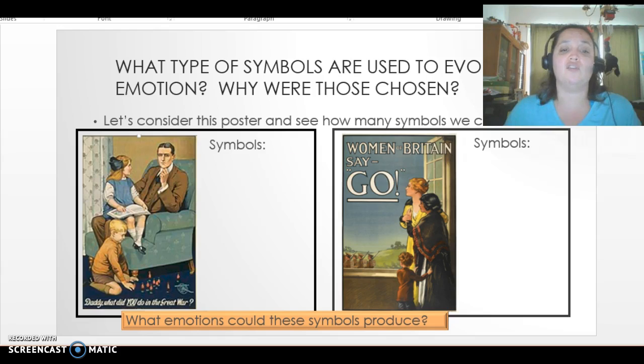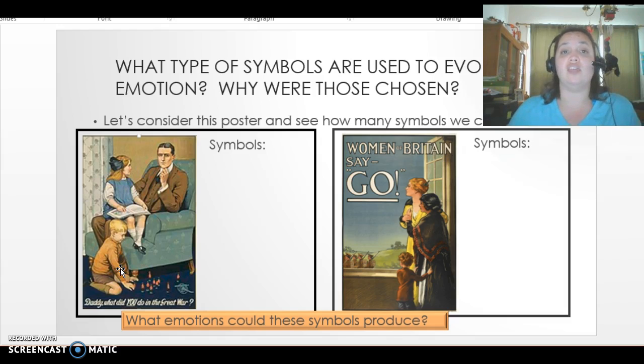So I do want to talk for a moment about symbols because that seems to be a tricky subject for my students. So let's take a look at these two posters. This poster right here, what kind of symbols do you see? Well, I've got a man sitting with a child and another child, a girl and a boy. So to me, the first symbol I would notice is a family.